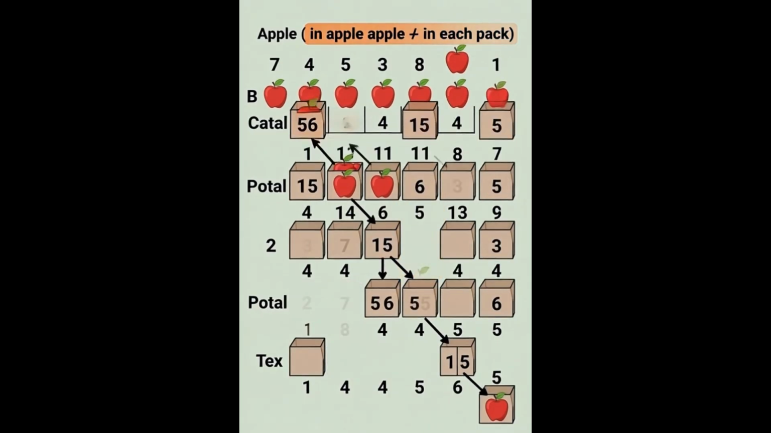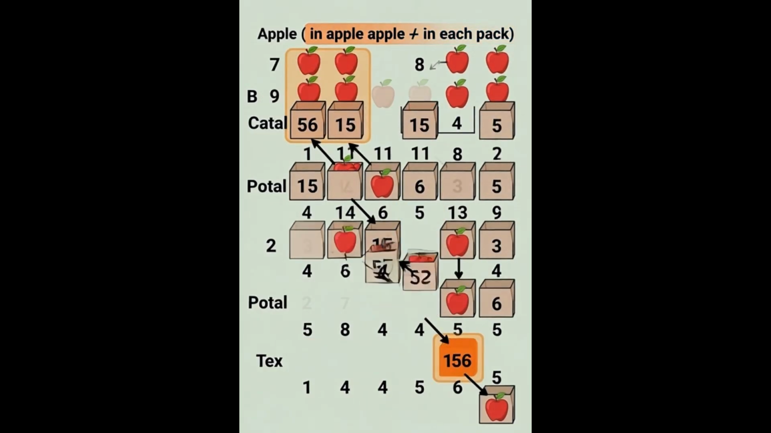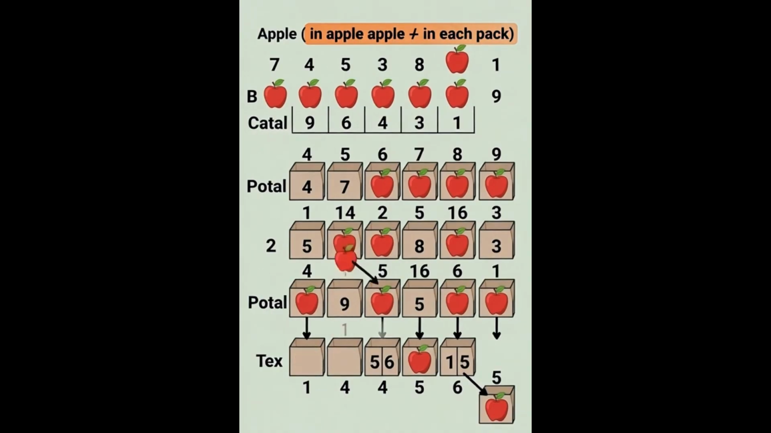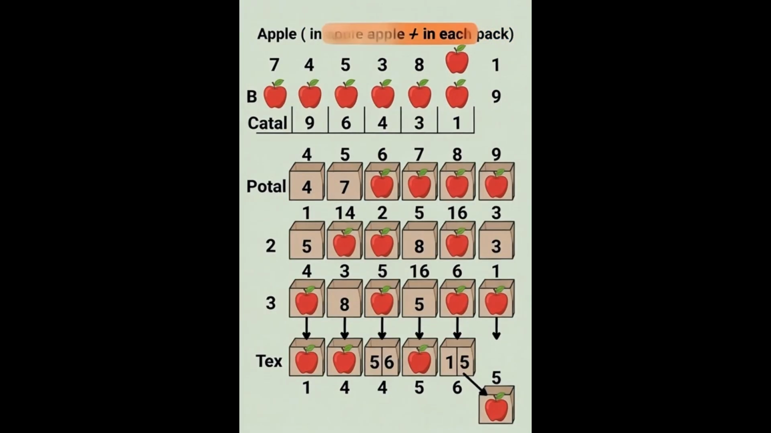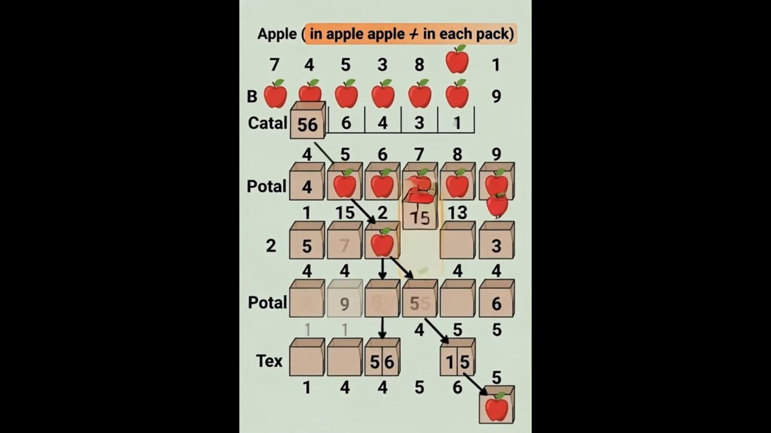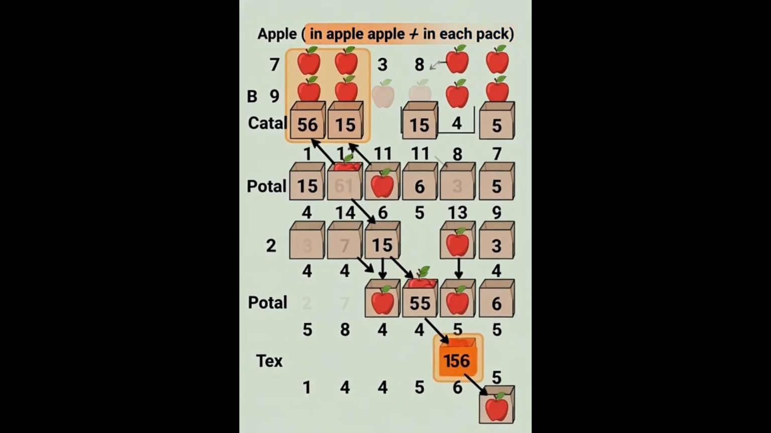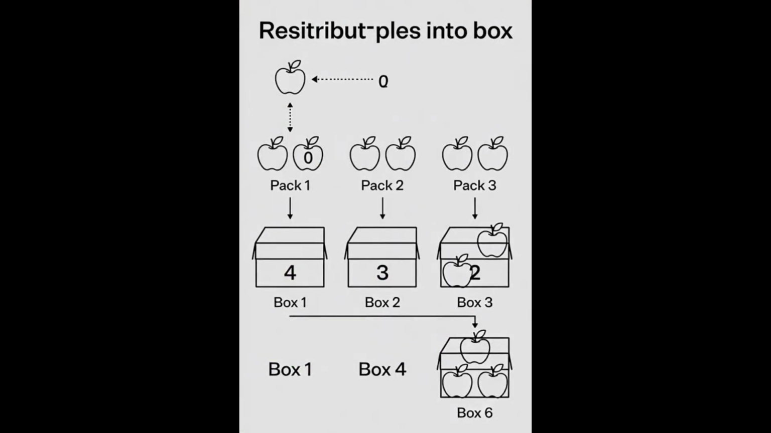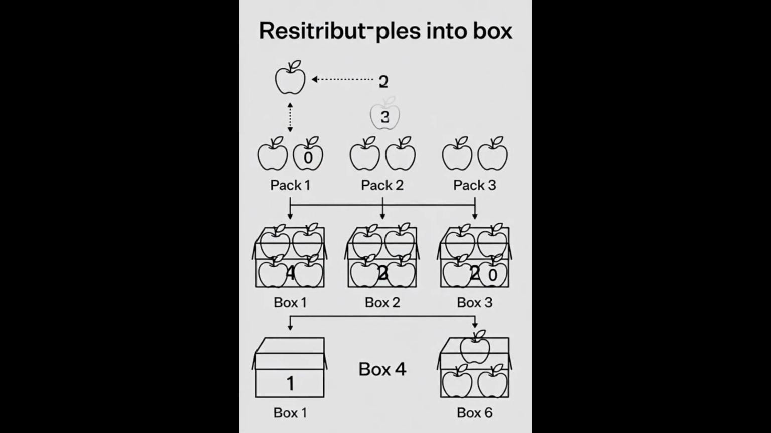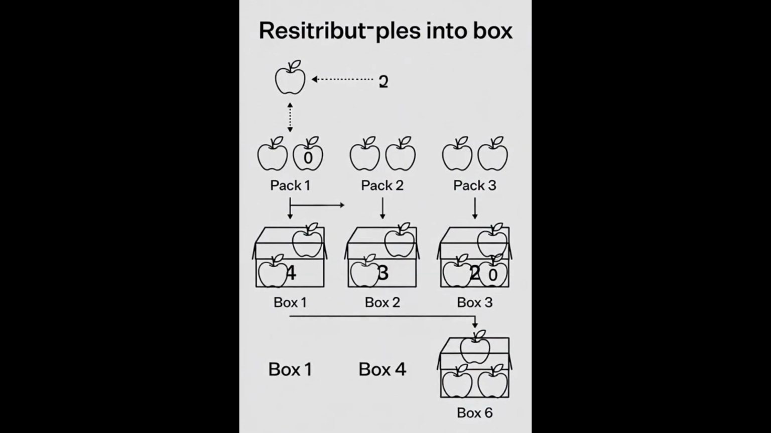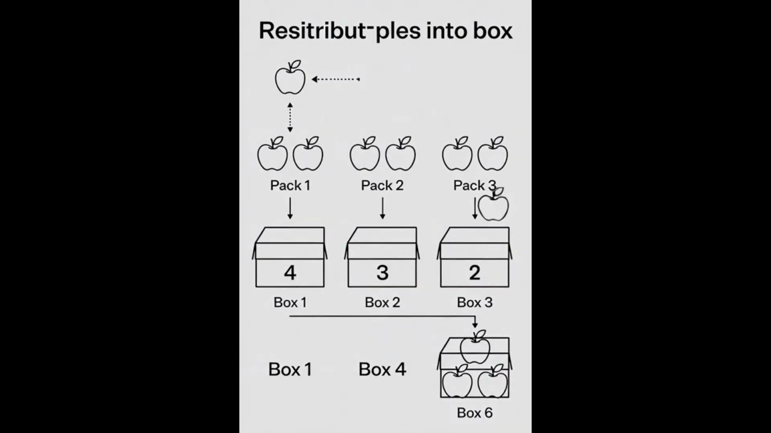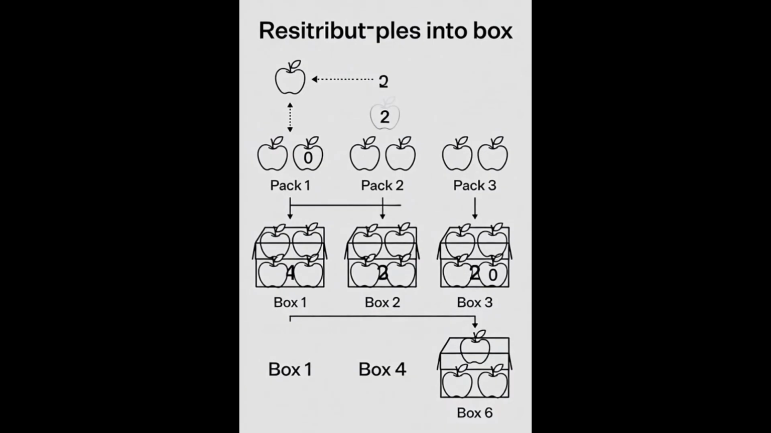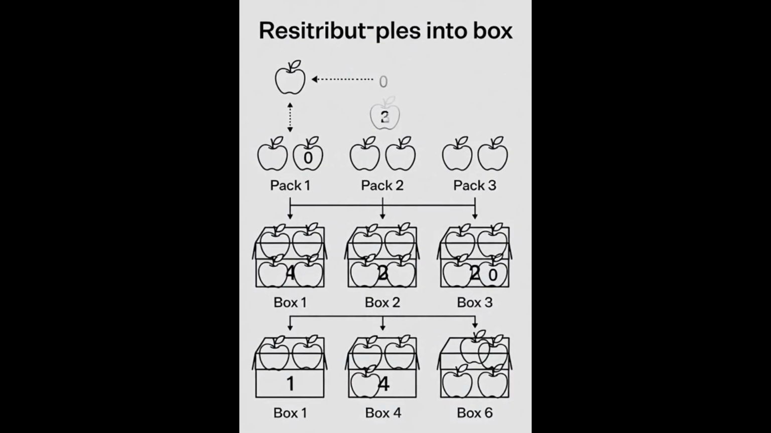First, we calculate the total apples across all packs. Next, we sort the box capacities in descending order. This allows us to use the largest boxes first. Then, we keep selecting boxes one by one, adding their capacity to our total storage. As soon as the total capacity becomes greater than or equal to the total apples, we stop. The number of boxes selected at that point is our answer. This greedy approach works because choosing larger boxes first minimizes the number of boxes needed. And that is how we efficiently solve the apple redistribution into boxes problem.